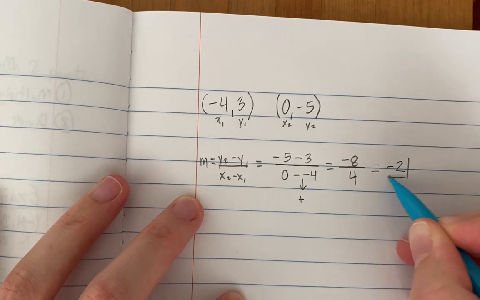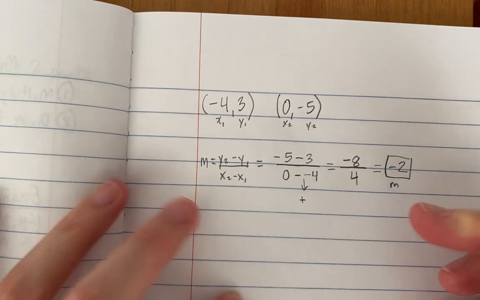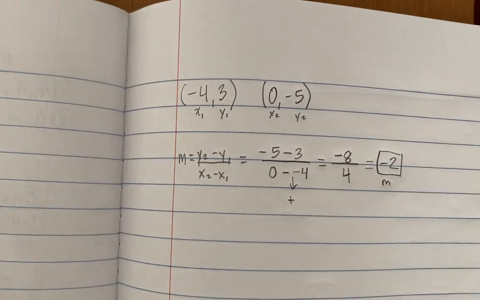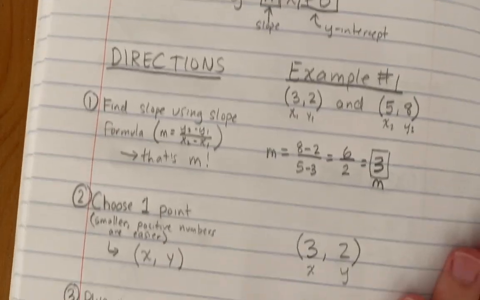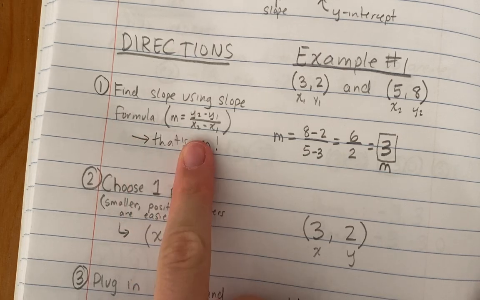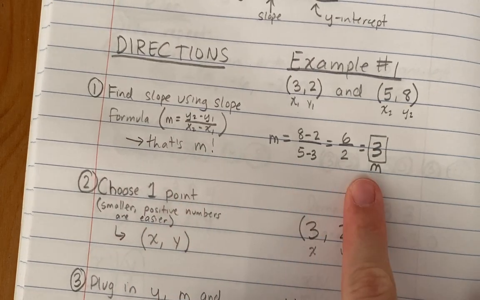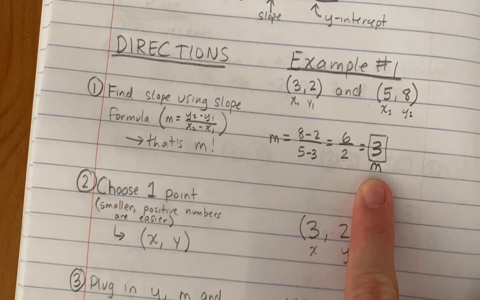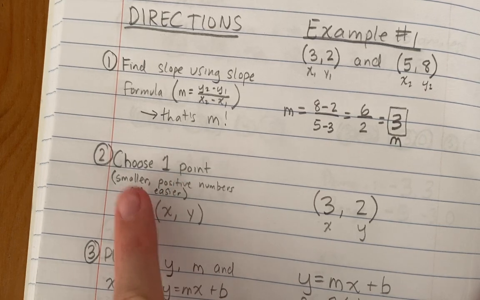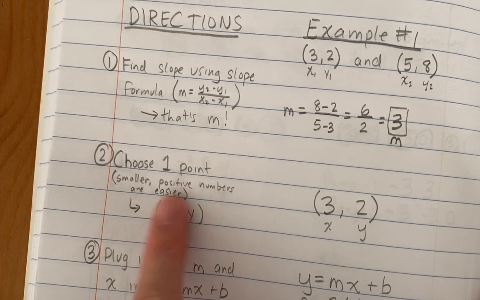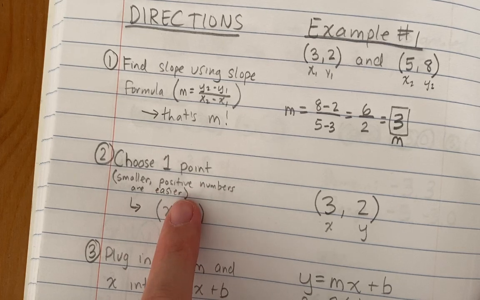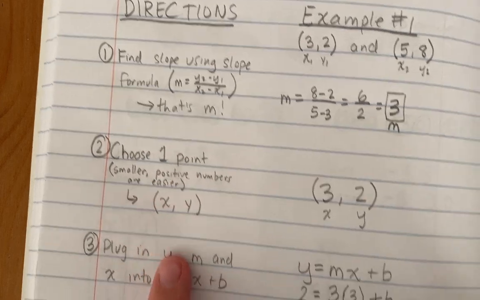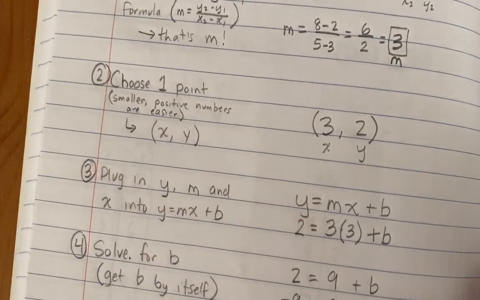So this is my slope. That's my m, right? And I'm using my notes. I'm saying, okay, the first step was to find the slope using the slope formula. That's m. I did that. Okay, look, it looks just like the example. Now next I'm going to choose one point. Smaller positive numbers are easier. So I'm going to look at my points and choose a smaller positive number, and then I'm going to plug in to y equals mx plus b.